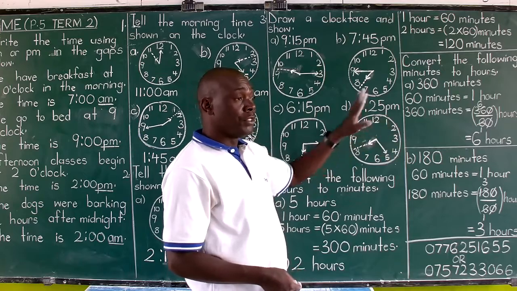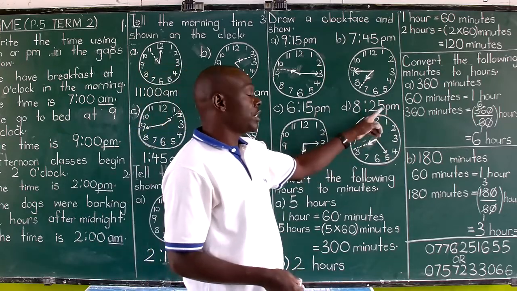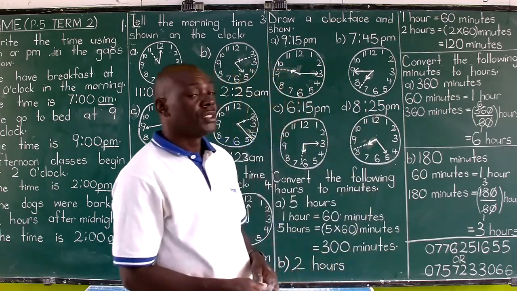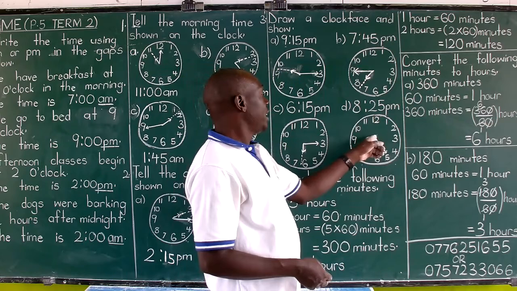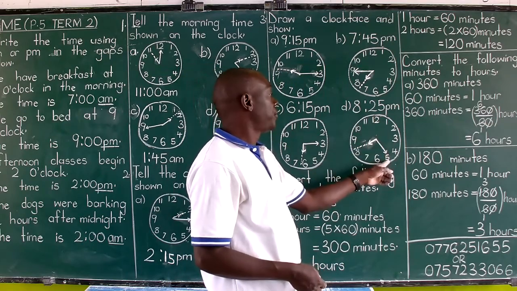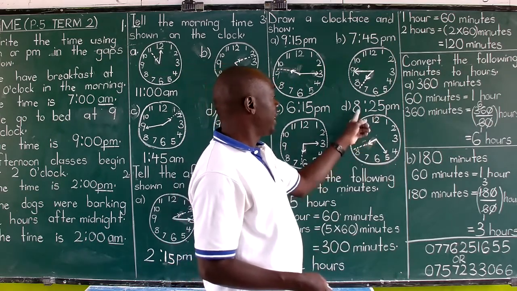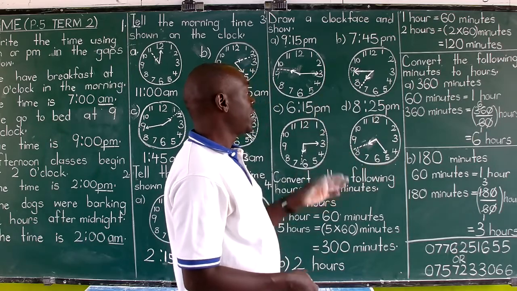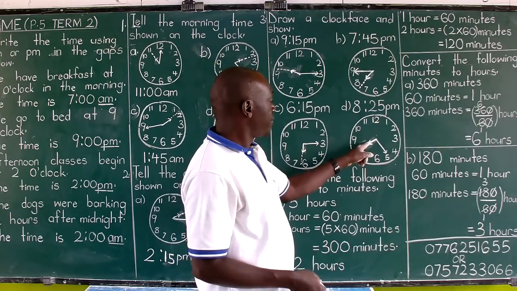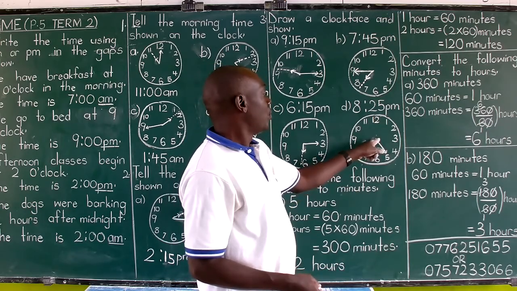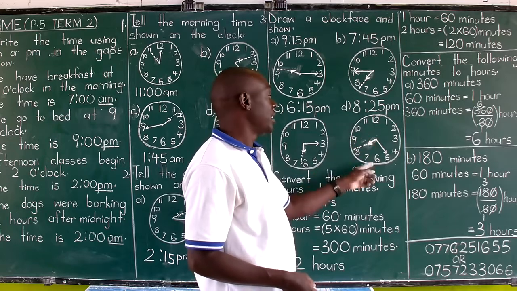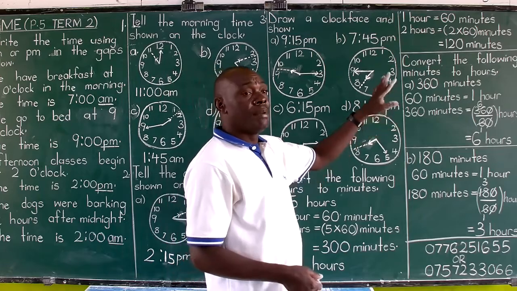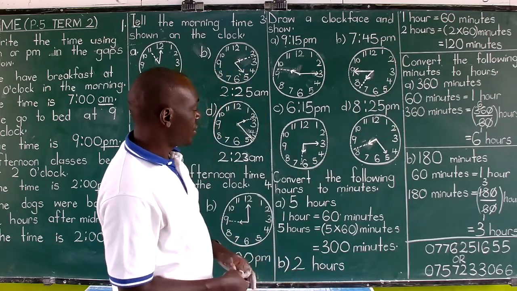Whether AM or PM, you show it in the same way. 8:25 p.m. now. So 25 divided by 5 is 5. So let the longer hand point at 5. Then the shorter hand goes beyond 8 because it's not the exact time like 8 sharp. So ensure it has passed. That's the shorter hand, which is the hour hand. It has passed the 8. And that's how we show 8:25 p.m. or a.m.